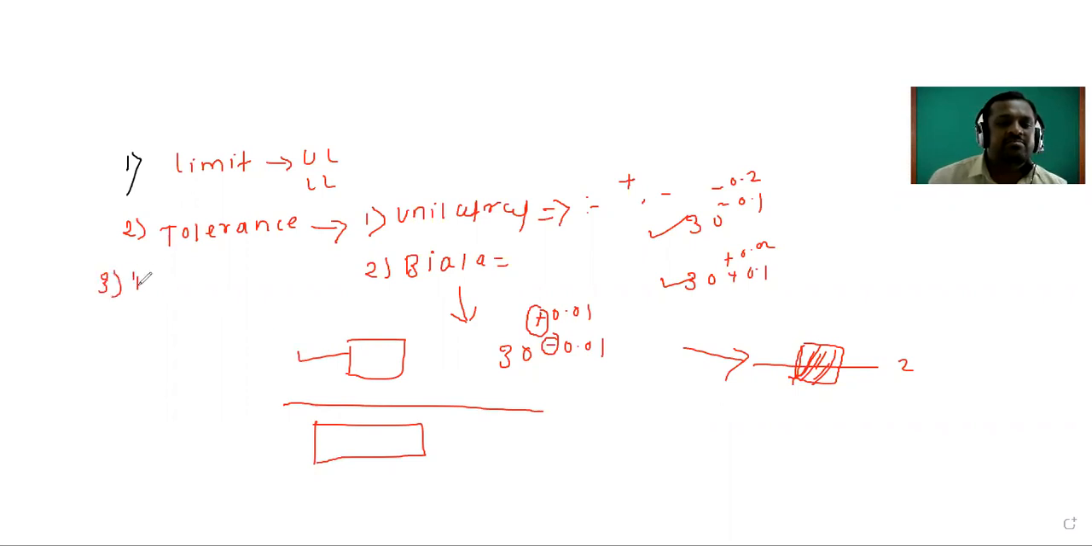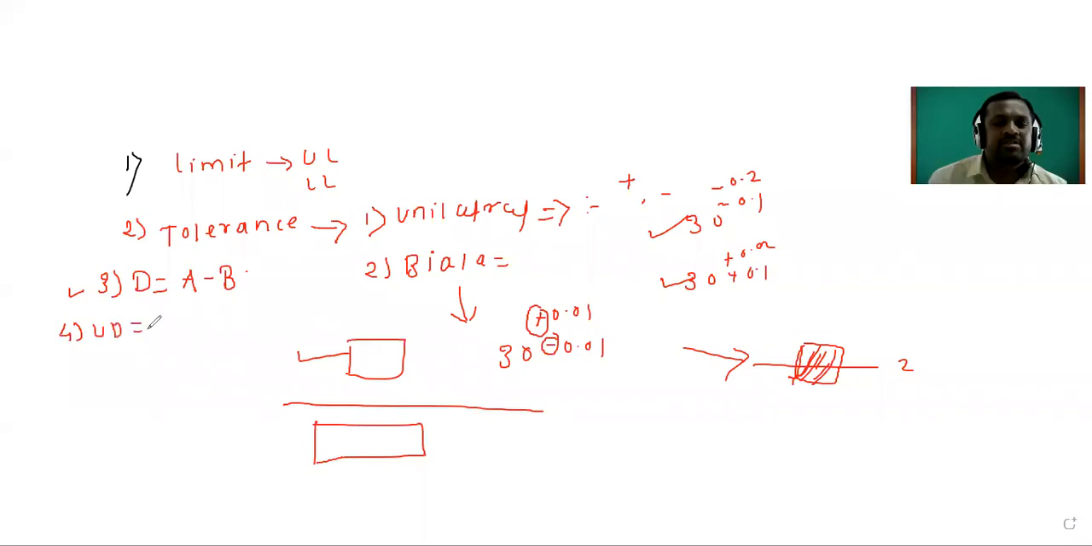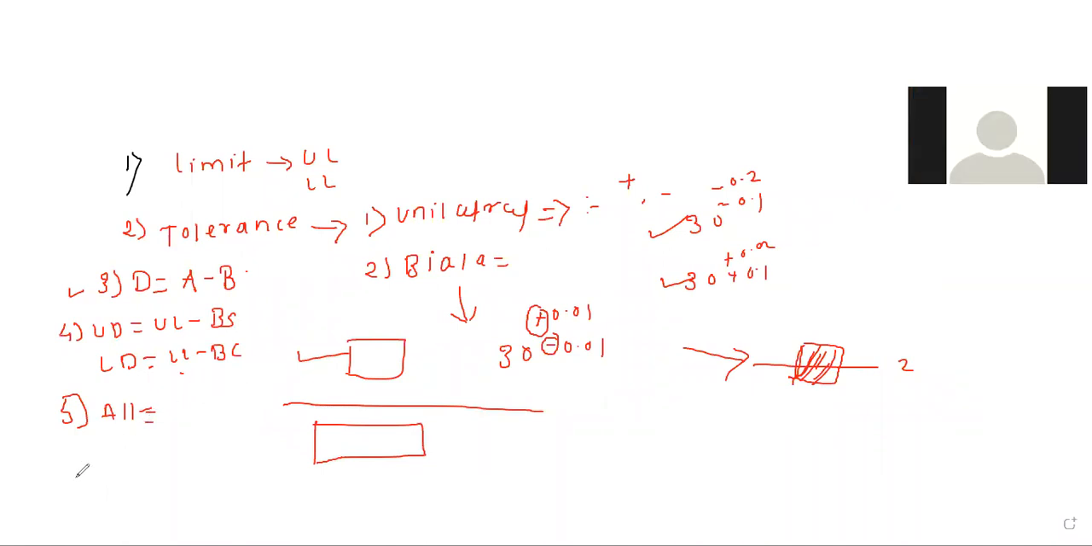Then what is meant by the deviation? Deviation is nothing but the algebraic difference between actual size and basic size. Then what is meant by the upper deviation? Upper deviation is equal to upper limit minus basic size. Lower deviation is equal to lower limit minus basic size. Then what is meant by the allowance? Allowance is nothing but the difference between two mating parts.